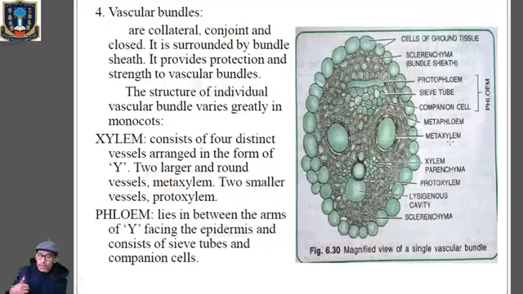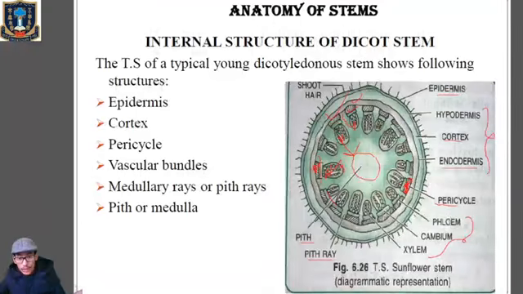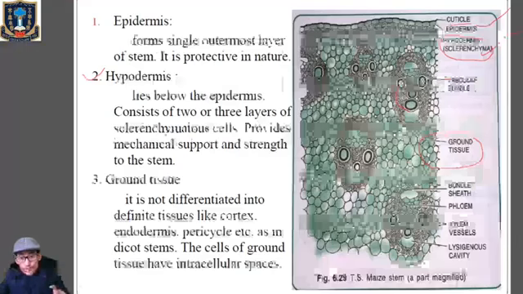Now here you get two terms, open and closed vascular bundles. When we were discussing the dicot stem, we saw the presence of cambium between the xylem and the phloem. In that first diagram, if you remember, we can see cambium in between the xylem and phloem, so it was called open type. But here we don't see cambium in between the xylem and the phloem, so it is called a closed vascular bundle. Clear? Okay.